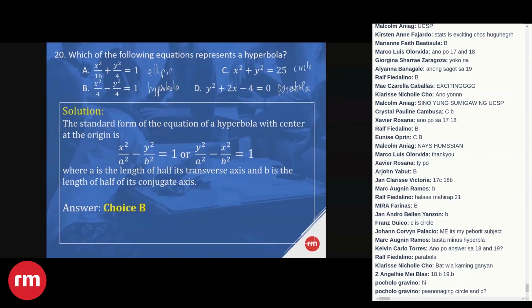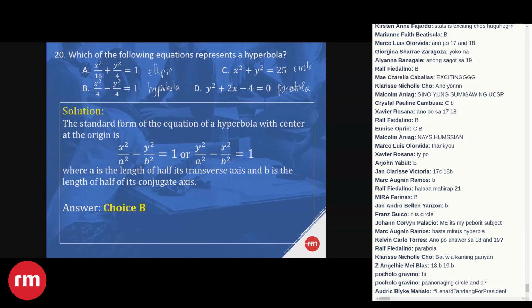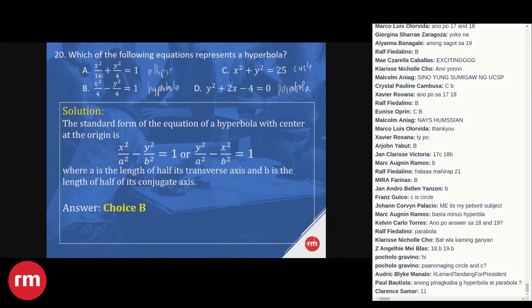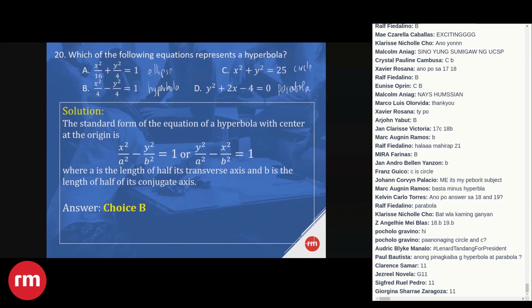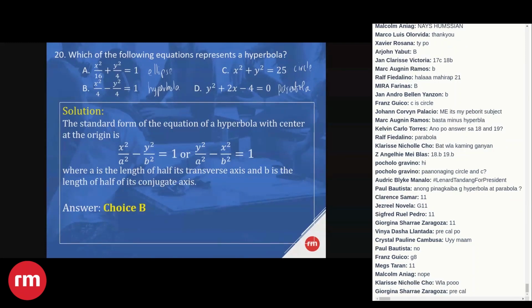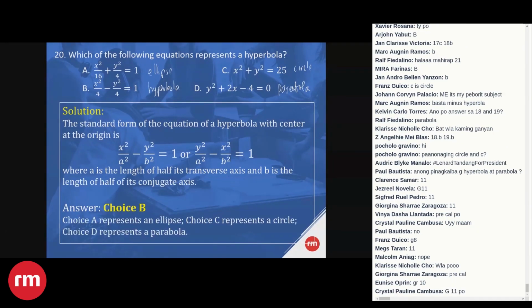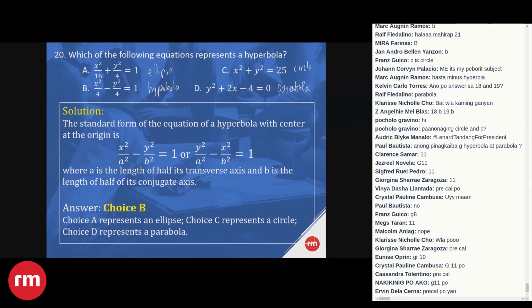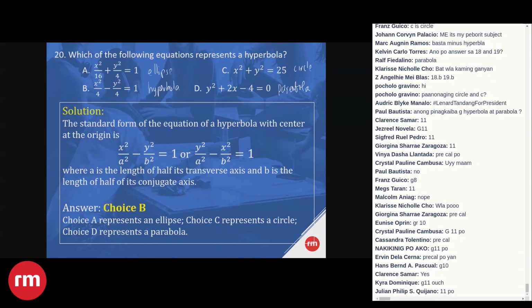So, paano naging circle ang letter C? Letter C is the standard equation of a circle with center at the origin and with radius 5. Ang pinagkaiba ng hyperbola sa parabola, ang hyperbola, yung variable x and y, parehong quadratic. Pag parabola, isa lang sa kanila ang quadratic, yung isa ay linear.